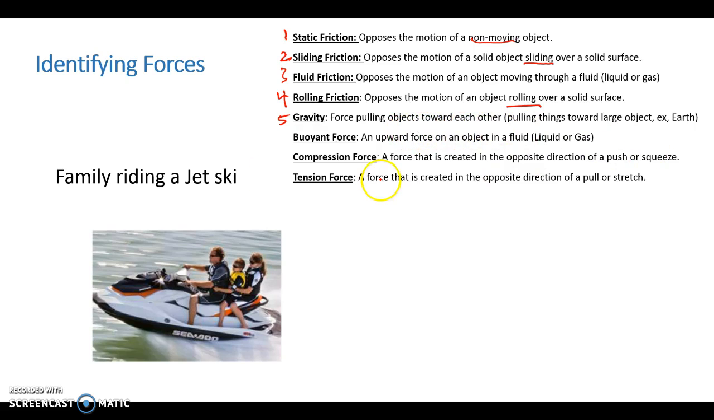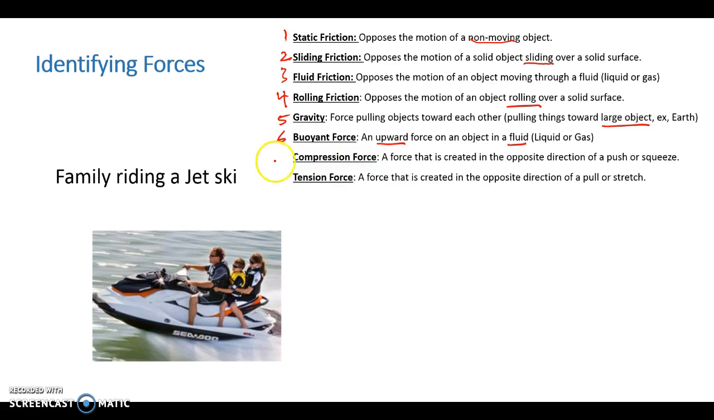And then we have gravity, number 5, very easy one here, a force pulling objects toward each other. And in most cases we show gravity as a downward arrow because we're being pulled towards large objects like the earth. And buoyant force is number 6. This is an upward force acting on an object in a fluid, which again is a liquid or a gas.